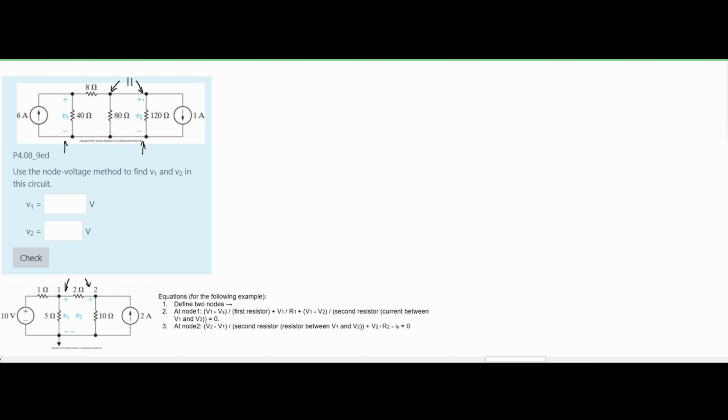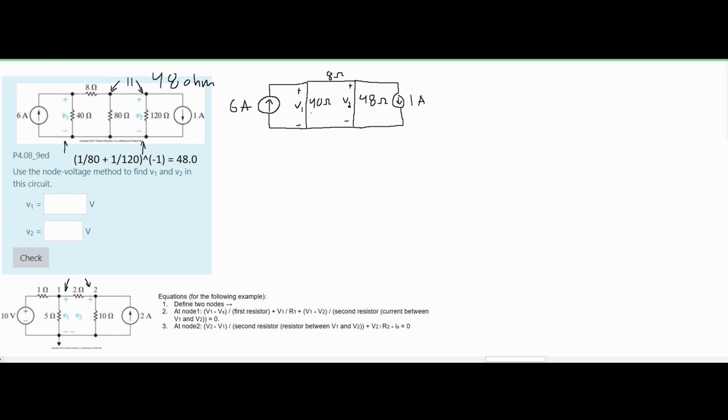So what we can do is put these into the parallel resistance formula. This formula is just 1 over the first resistor plus 1 over the second resistor, which is 120, all raised to the negative first power. And if we do this, we're going to see that we have 48. So the resistance for here is going to be 48 ohms when we combine them together. I've gone ahead and redrawn our circuit diagram with our 48 ohm resistor in place of our 80 and 120 ohm resistor. Now we can begin and start solving this.